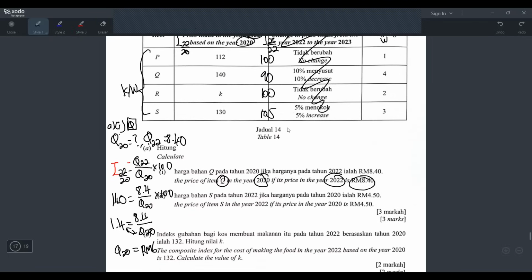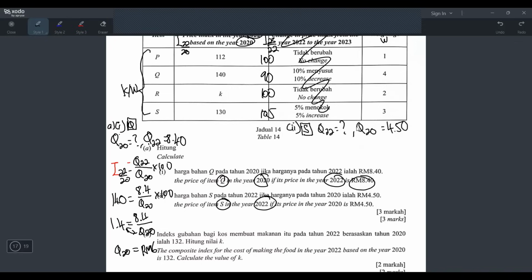So number 2, I will do it here. Let's see what they want. Calculate the price of item S. You see the keyword S. So later don't take composite index. We just look at S. We can look at this row. Okay, calculate price of item S in the year 2022. So I'm finding Q 2022. And then if price in year 2020, so Q 2020 is 4.50, right? We always use Q, the symbol Q is used to represent price in this chapter, okay?